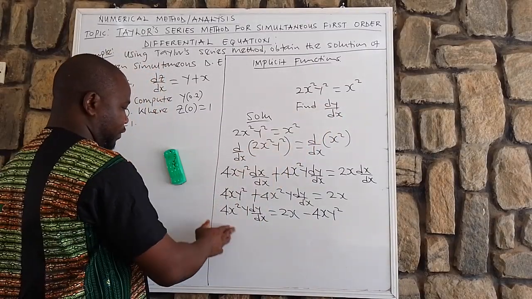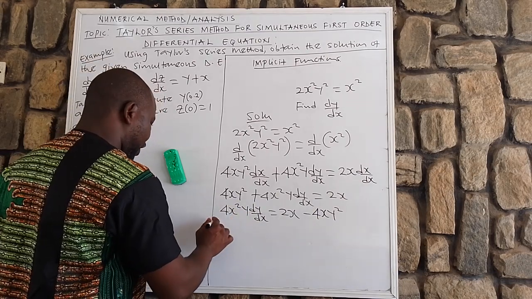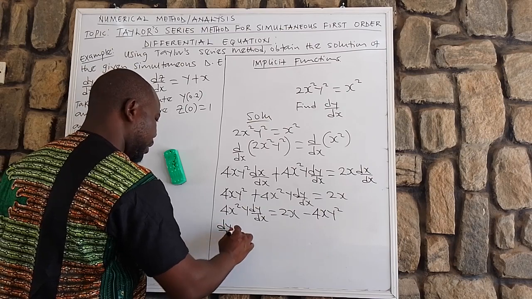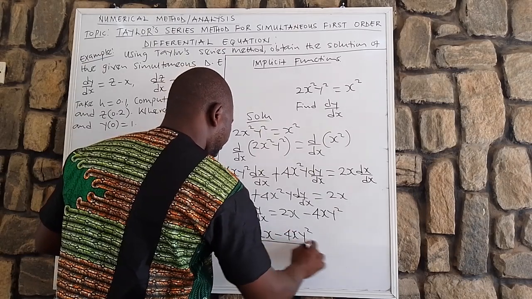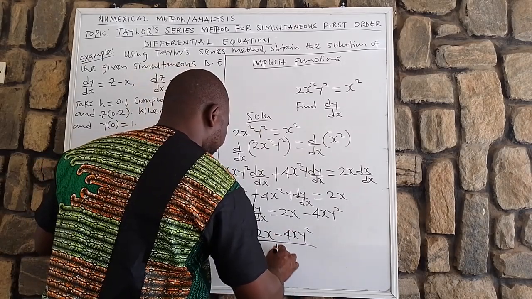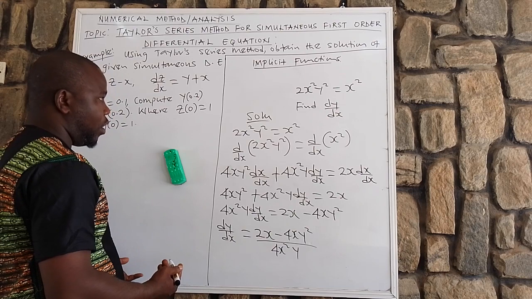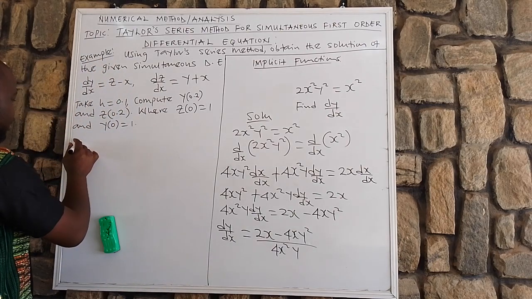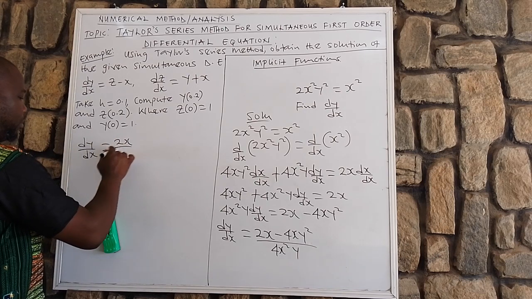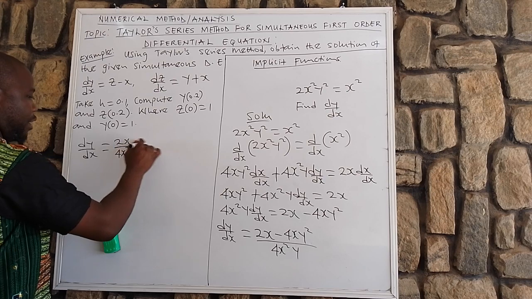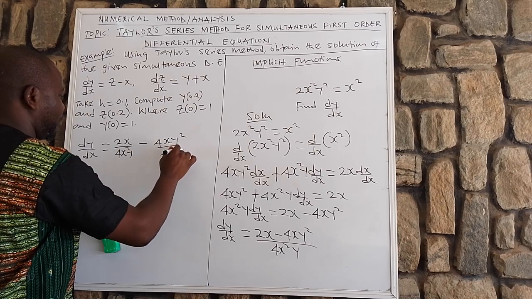So how can we find dy over dx? For us to do that, we divide by 4x squared y. So if we do that, we are going to have dy all over dx is equals to 2x minus 4xy squared all over 4x squared y, isn't it? So you can leave the answer this way, or if you can see what I am saying, this is the same thing as dy over dx, the same thing as 2x all over 4x squared y minus 4xy squared all over 4x squared y, isn't it?